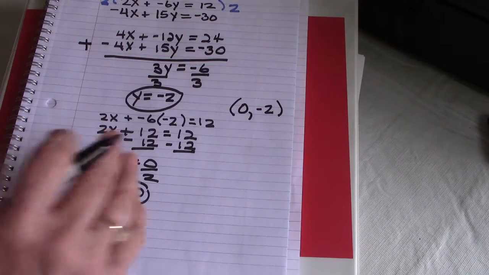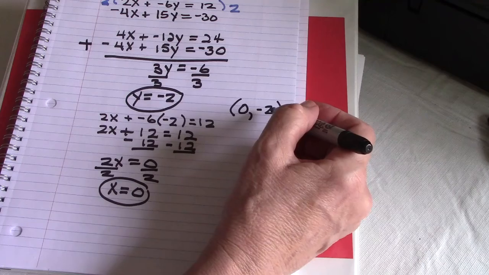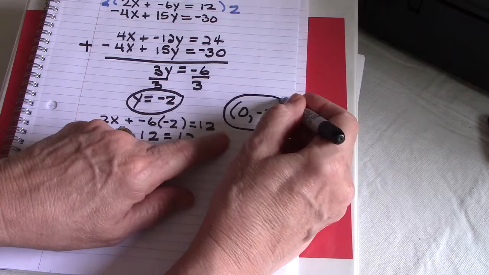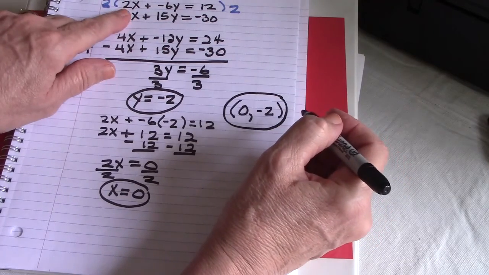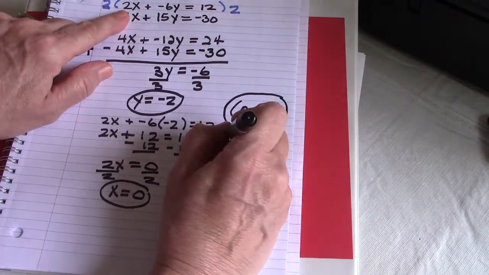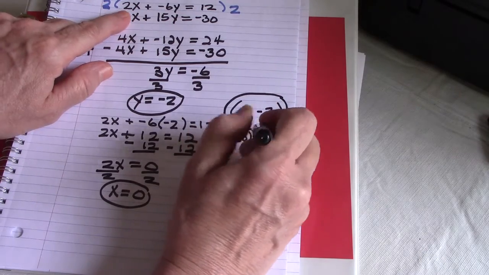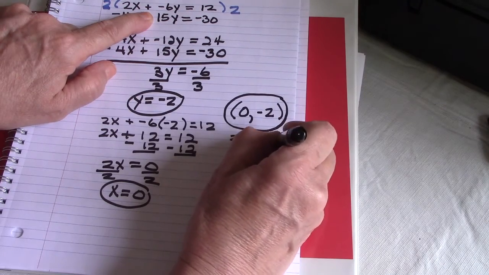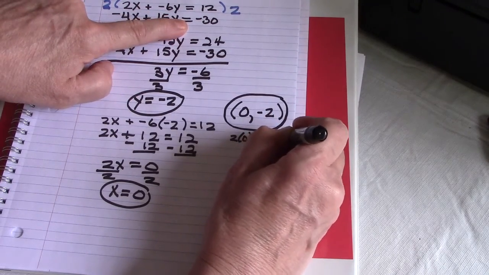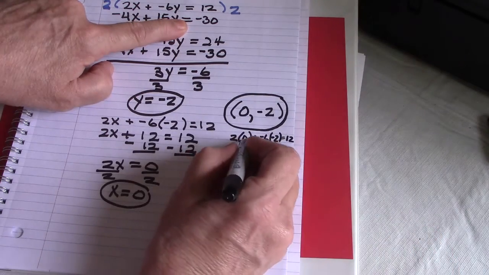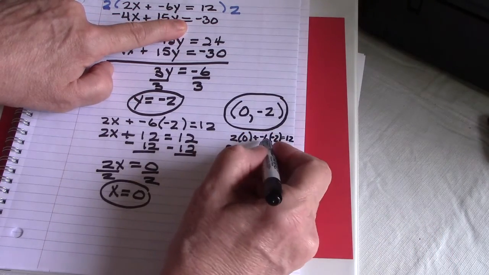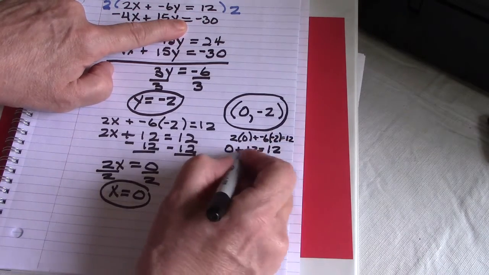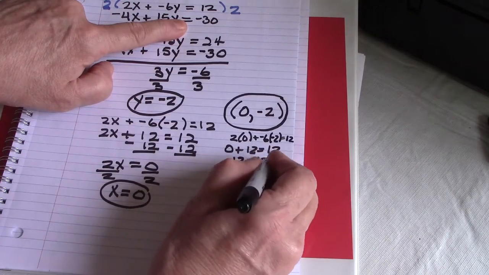Now, for me to check, I have to put this solution into both of my equations in my system of equations to check. So I'll start with my first one. 2 times x, which is 0, plus a negative 6 times my new y, which is negative 2, equals 12. 2 times 0 is 0, plus a negative 6 times a negative 2 is 12, equals 12. 0 plus 12 is 12, equals 12. Check.